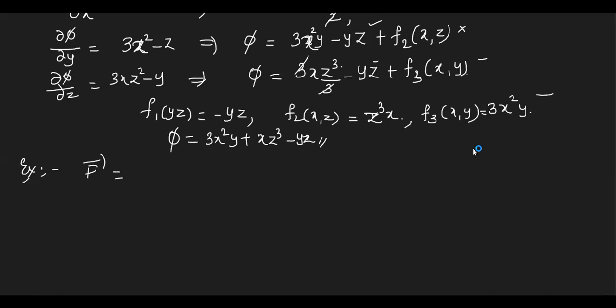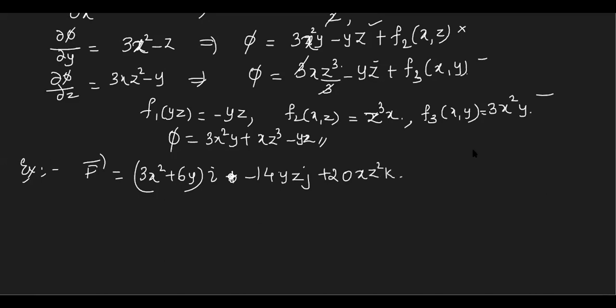Okay, F bar is given as what? 3x square plus 6yi minus 14yzj plus 20xz square k. Yes. Just check whether I have written anything wrong. Okay, so F is this.